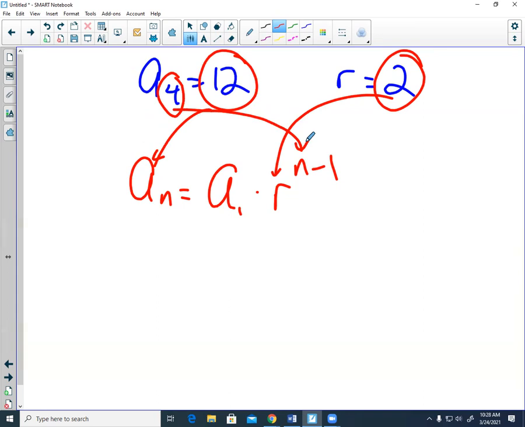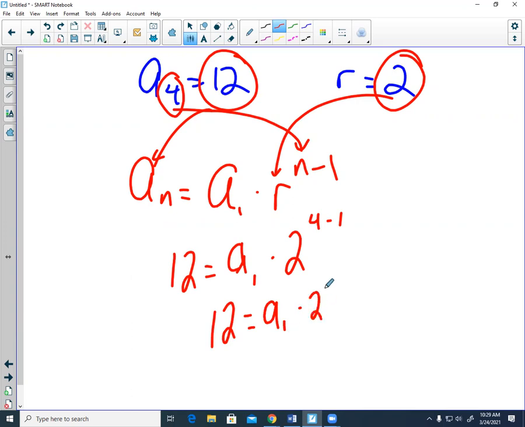So I've come up with an equation now that's going to be 12 equals A1 times R is 2, N is 4, minus 1. So now this is saying the same thing as 12 equals A1 times 2 to the third, which is the same thing as 12 equals A1 times 8. Divide by 8, divide by 8, you get 1.5 equals A1.